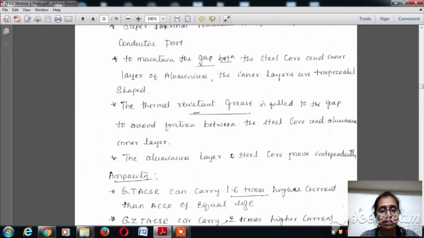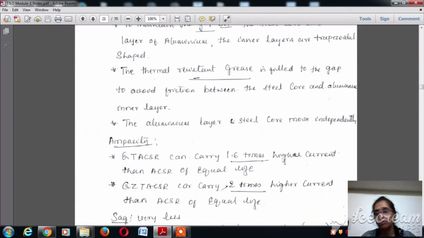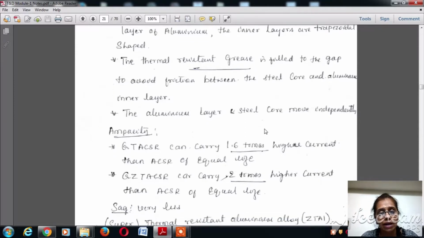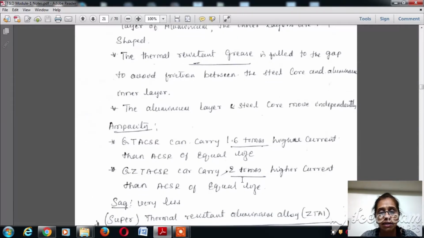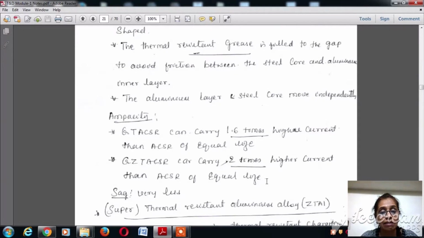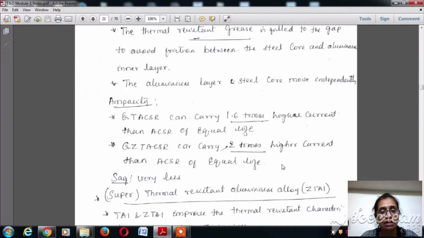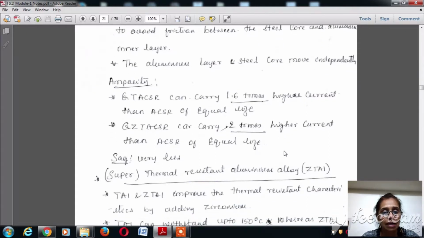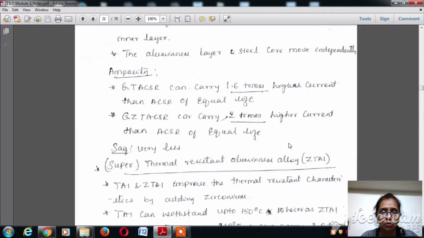The higher ampacity is introduced because GTACSR can carry 1.6 times the higher current than the ACSR of equal size, whereas GZTACSR can carry around 2 times the higher current than the ACSR of equal size. So we understood that the inclusion of these thermal alloys increases the current carrying capacity. And the sag is also very low compared to the ACSR lines.